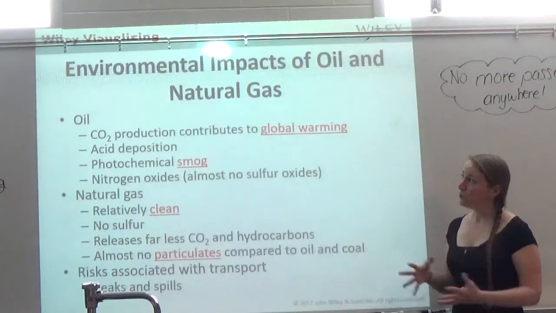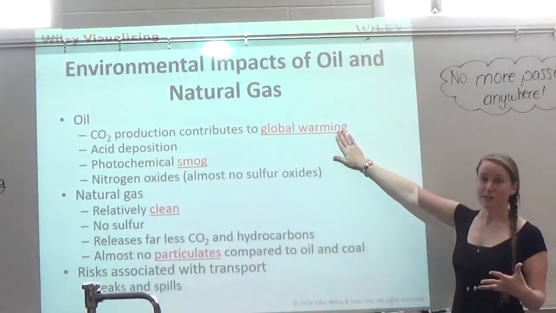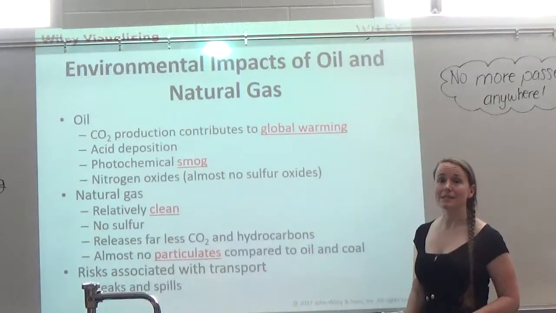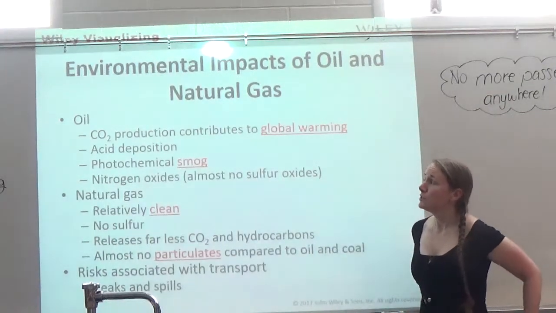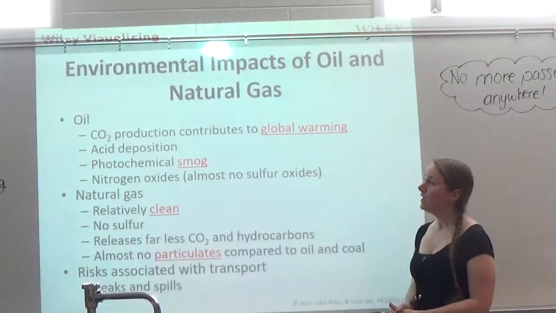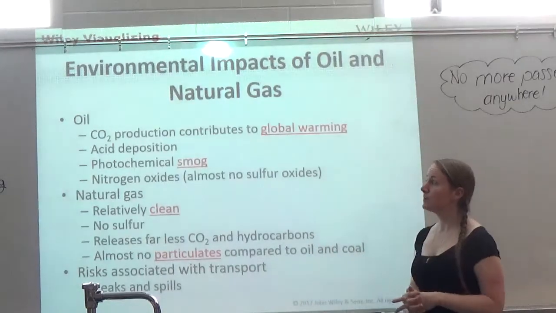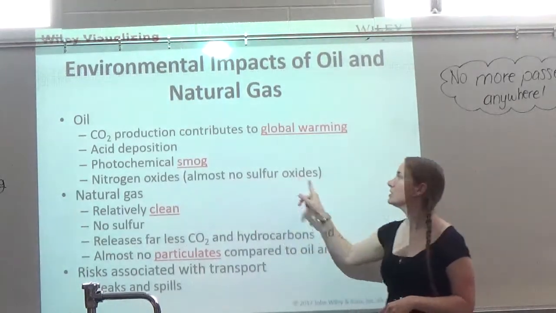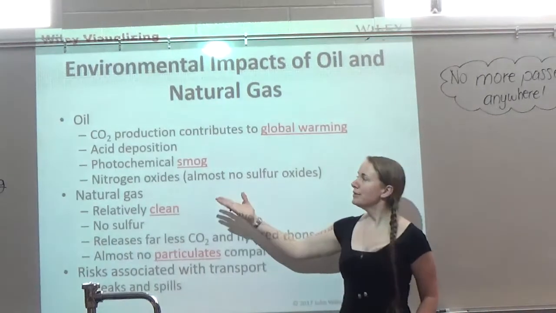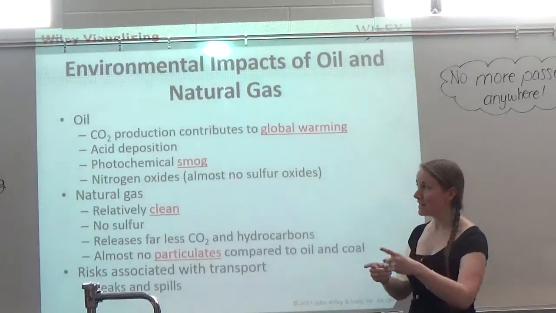So back to oil. CO2 production contributes to global warming, and oil produces a lot of CO2. It also produces air pollution that will lead to acid deposition, or acid rain. It produces emissions that will make that photochemical smog that we talked about. Remember, that is the reaction of air pollutants with sunlight, so it's worse in the summer. It also releases nitrogen oxides, but almost no sulfur oxides. See, coal releases both. Oil at least only releases 1. So that's why oil is a little better than coal, but natural gas is the best out of these.